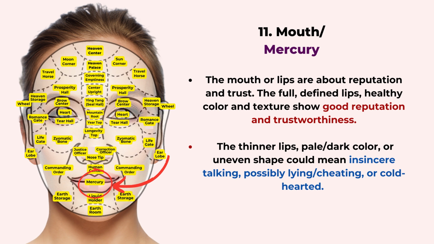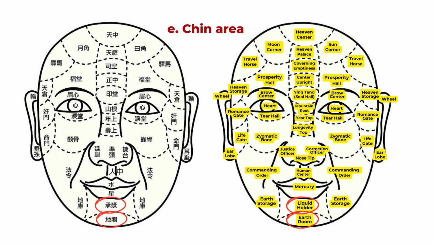The next one is mouth or Mercury, according to this chart. And the mouth is about reputation and trust. When the lips are fuller and defined with healthy color and texture, that means good reputation and trustworthiness. If lips are thinner, pale, dark, or uneven, it can mean insincere talking, maybe tendency for lying, cheating, or being cold-hearted.